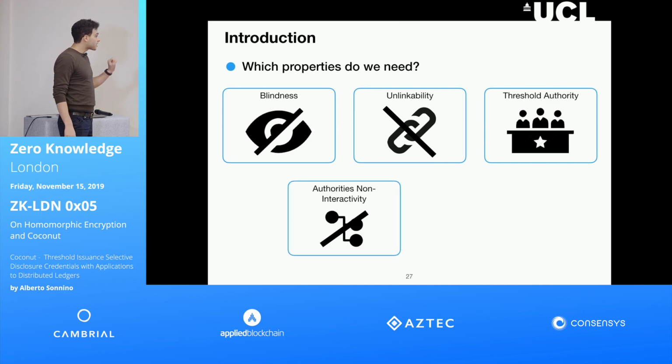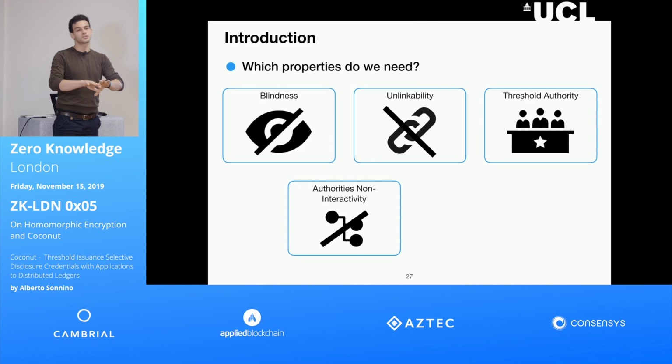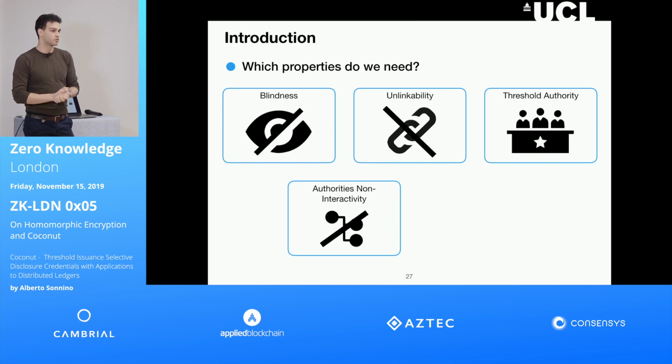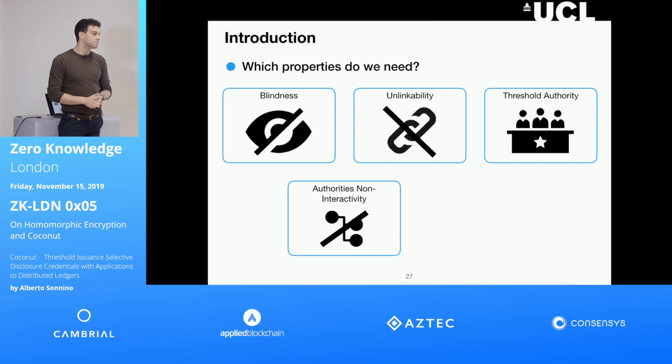But we want that without asking the authorities to interact. Because at the end of the day, what we would potentially do is to say, look, we have some nodes on the blockchain, and what we would do, well, if it's a permissionless setting, it's easier, but if it's a sharded system, it may work as well.